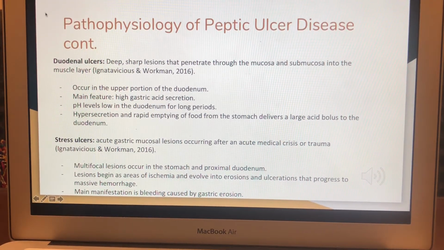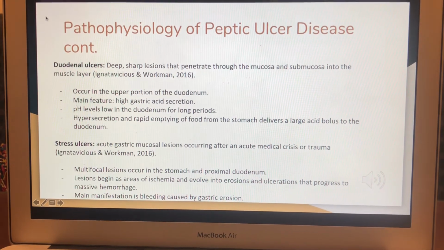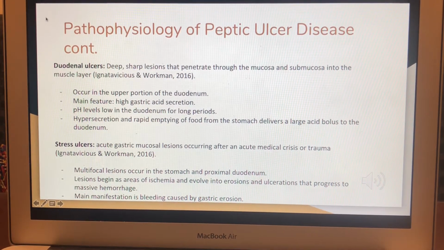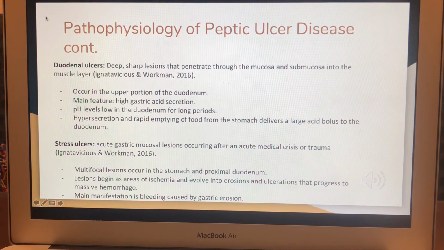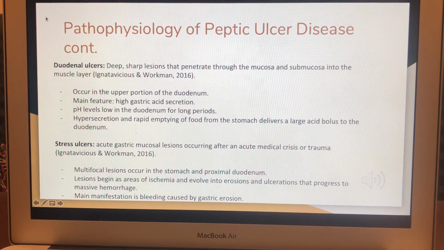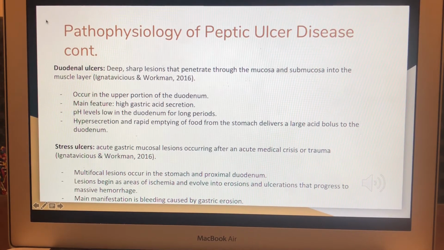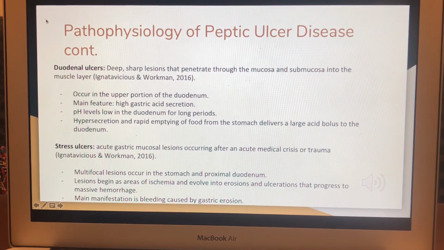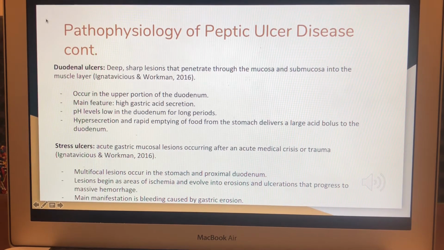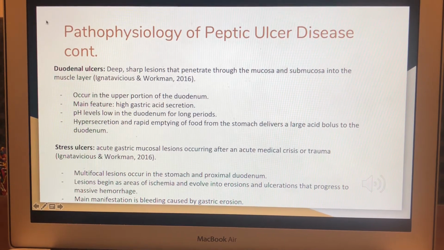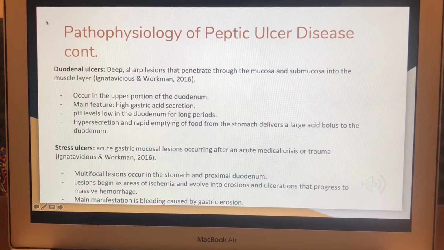Pathophysiology of peptic ulcer disease continued. Duodenal ulcers occur in the upper portion of the duodenum. They are deep, sharp lesions that penetrate through the mucosa and submucosa into the muscle layer. The floor of the ulcer consists of a necrotic area residing on granulation tissue and surrounded by areas of fibrosis.